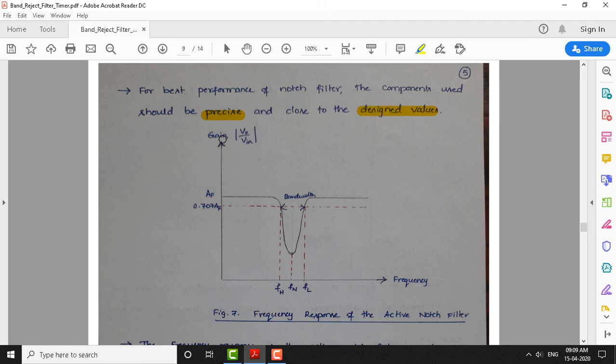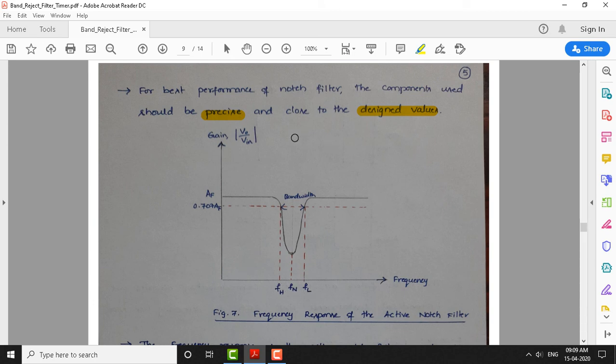The frequency response of the notch filter is as shown here. We have a gain versus frequency plot. We have again the two pass bands. One pass band is from 0 to FH and another pass band is beyond FL. The frequency band that gets eliminated is between FH and FL. So that determines the bandwidth. FH minus FL determines the bandwidth.